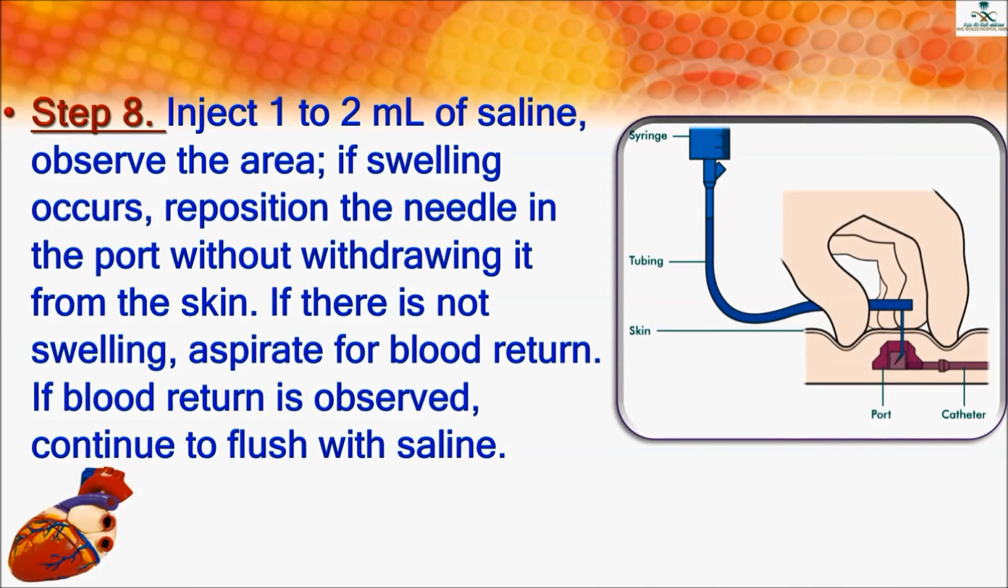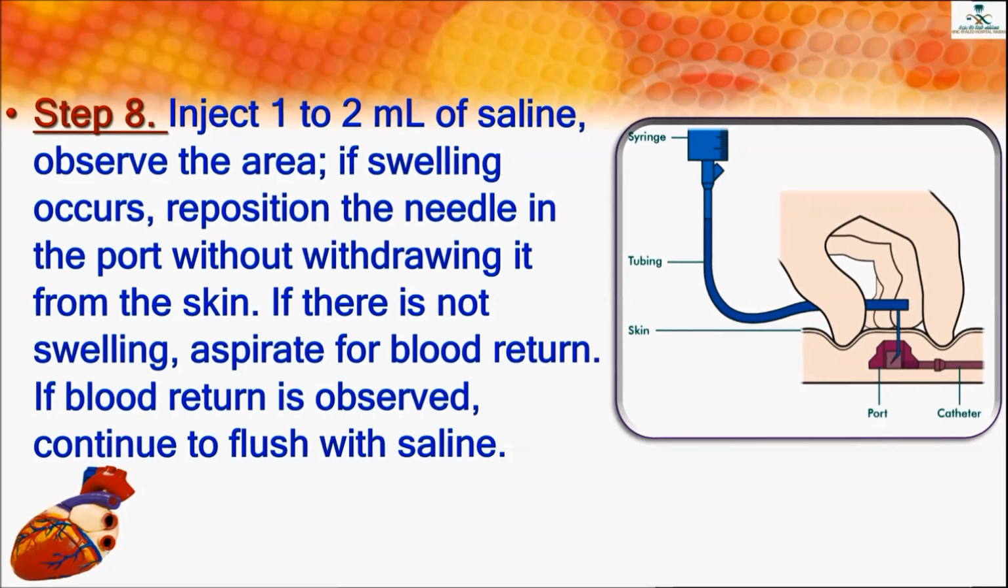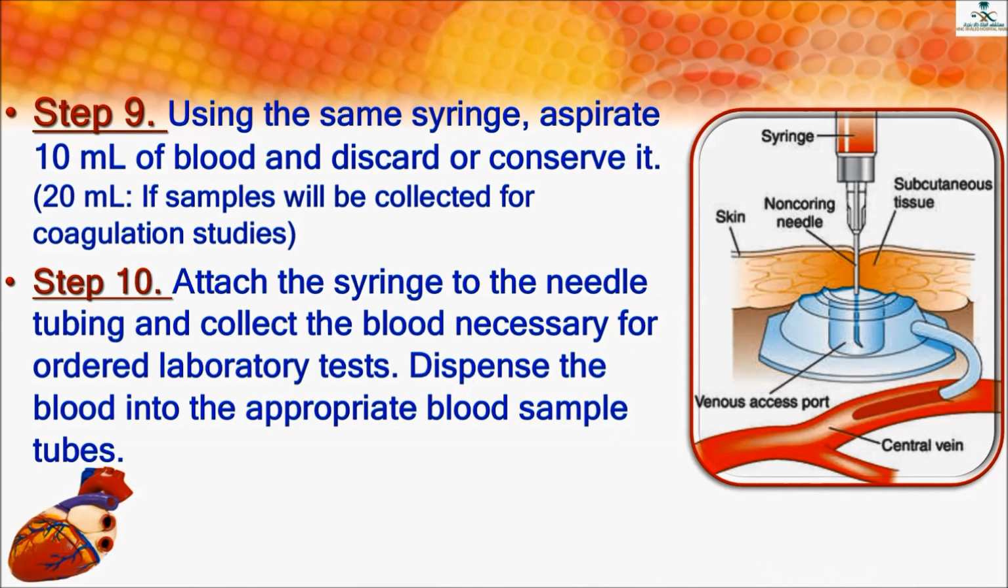Inject 1 to 2 ml of saline. Observe the area. If swelling occurs, reposition the needle in the port without withdrawing it from the skin. If there is no swelling, aspirate for blood return. If blood return is observed, continue to flush with saline. Using the same syringe, aspirate 10 ml of blood and discard or conserve it.